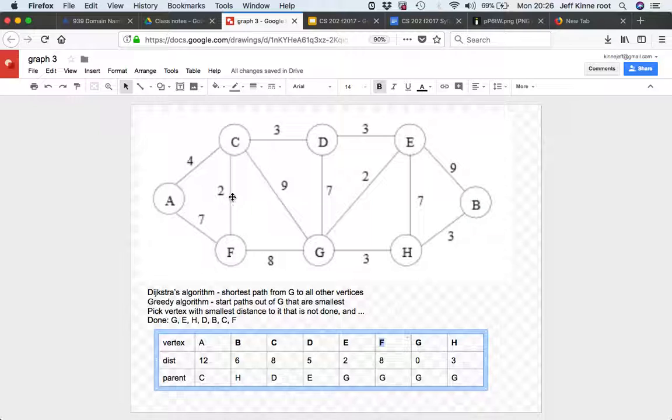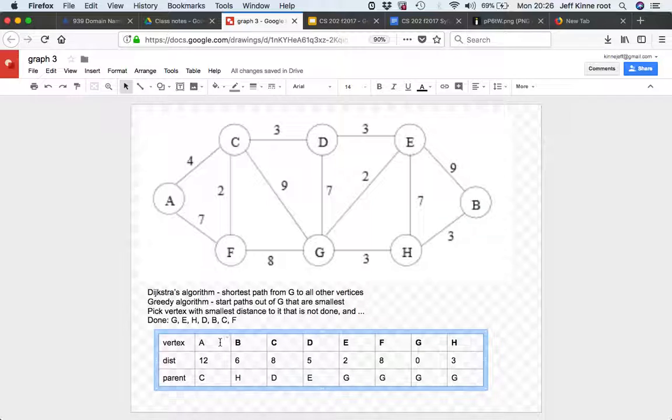F has an edge to C, which is already done, an edge to G, which is already done, an edge to A. So I'll pause and ask you, if we went to A through F, what would be the distance? What would be the distance to A if we go through F? Alright, we have a distance of 8 to F, and then we would add on the 7, that would be 15, and that's not as good as what we have already. So we leave that alone, and we're done with F.